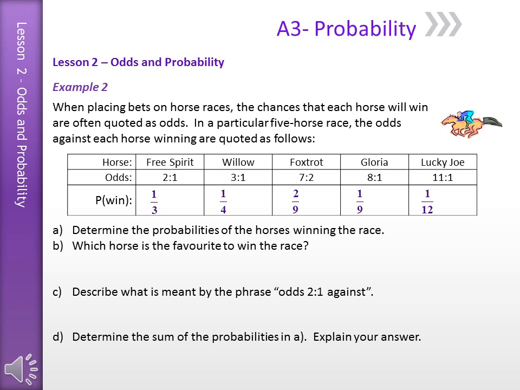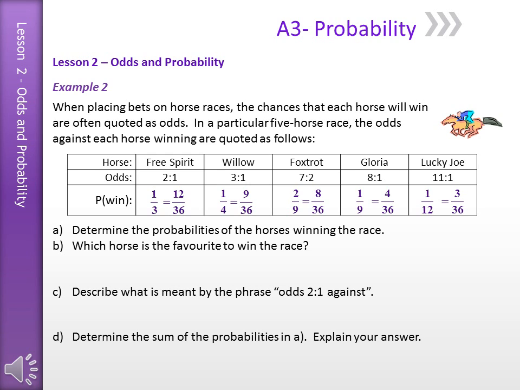Now we're going to be comparing these probabilities, and the easiest way to do that with fractions is to convert them. You could either convert them to decimal or you can convert them to fraction. I'm a fraction fan myself, so I'm going to change them to fractions. So we notice that the common denominator would be 36. So 1/3 would become 12 over 36. 1/4 would be 9 over 36. 2/9 would be 8 over 36. 1/9 would be 4 over 36. And 1/12 would be 3 over 36.